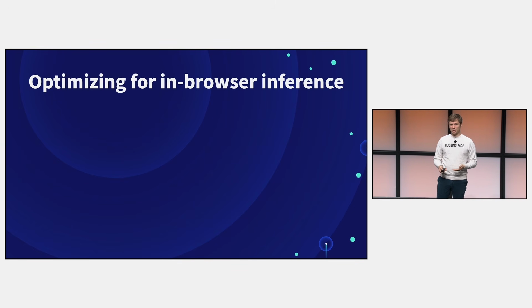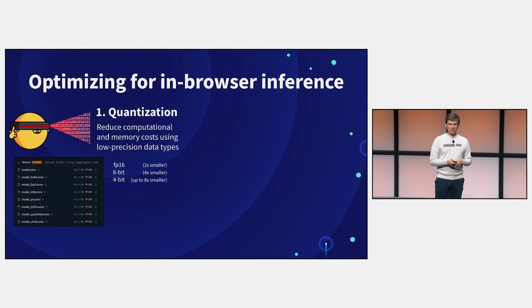Some steps to think about when optimizing for in-browser inference. Number one is quantization. This basically involves reducing the computational and memory costs by using lower precision data types like 8-bit integers or 16-bit floating points. We're able to reduce the size of models up to 8x without seeing major quality degradation. Of course, this changes depending on the models you're trying to run, especially for smaller models, which may be more sensitive to quantization. So it's very model specific, but we try to provide a wide range of various quantizations that may be useful, as well as choose some good defaults for you when you're using Transformers.js.